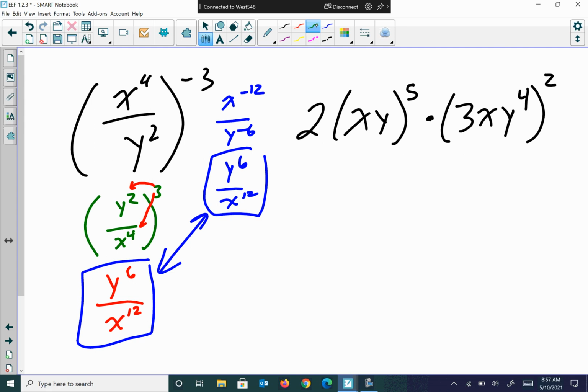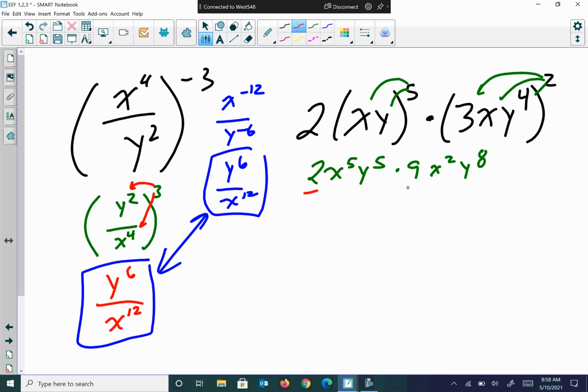Thoughts on this next one? What's being raised to the 5th? Just xy. Is the 2 being affected by the 5th? Nope. So that's going to go here and here. So I get 2x to the 5th, y to the 5th. Let me pause there. Do you feel comfortable with what I just did? Okay. And then, ouch, this is going to distribute in. So 3 squared is 9. x to the 2nd, y to the 8. Does that seem okay?